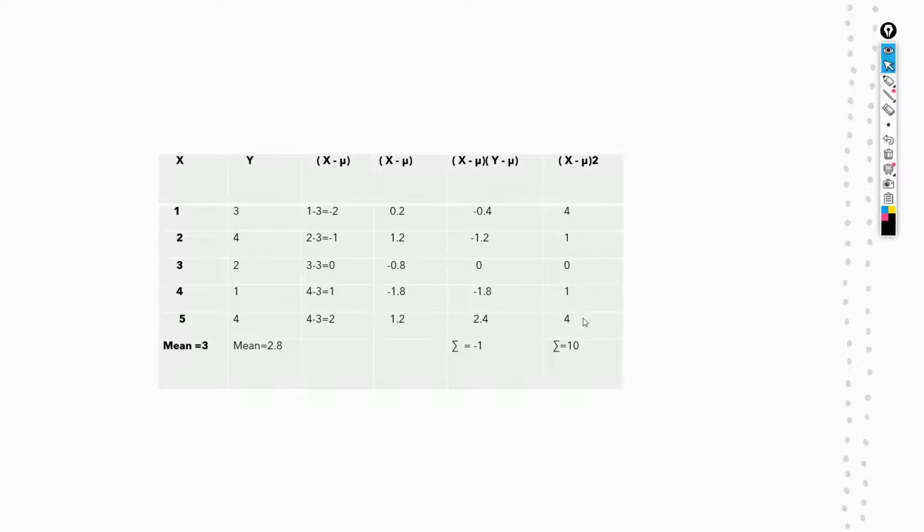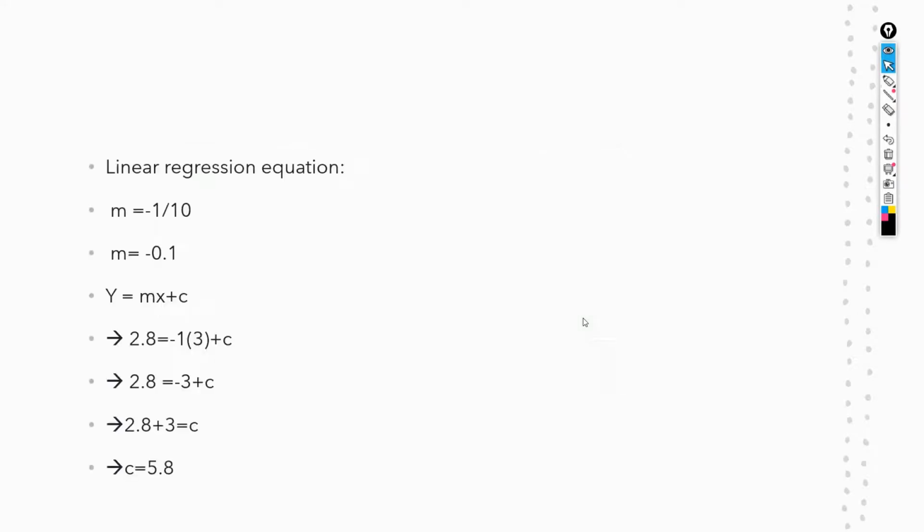So finally we have got the numerator and denominator for the m value. M, that is the slope, is m equals summation of (x minus mu) into (y minus mu) divided by summation of (x minus mu) whole square. Let's substitute the values in that equation. So m is equal to minus 1 by 10, so m is equal to minus 0.1. This is the formula for m.